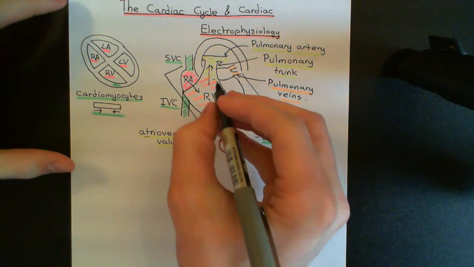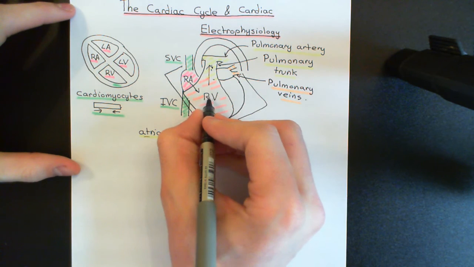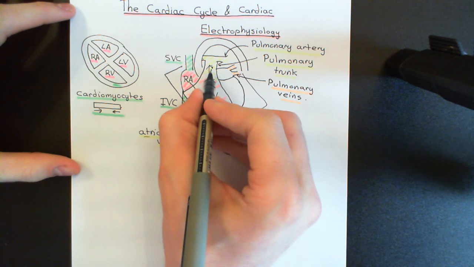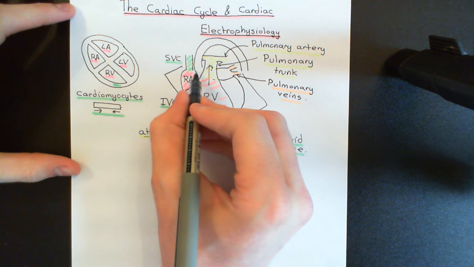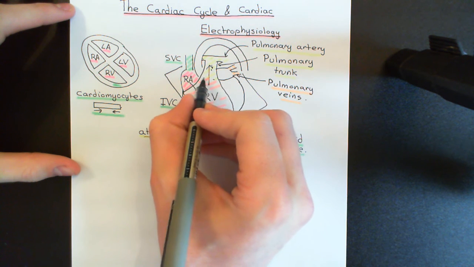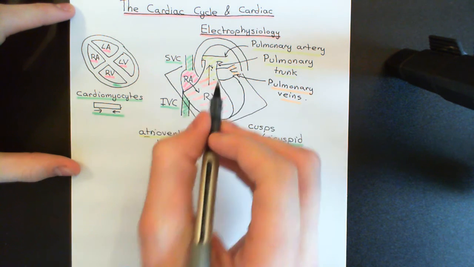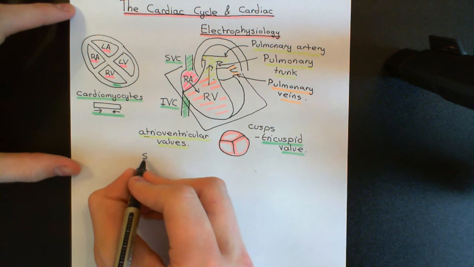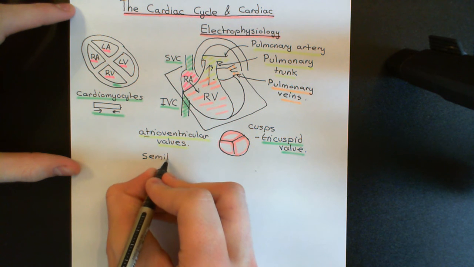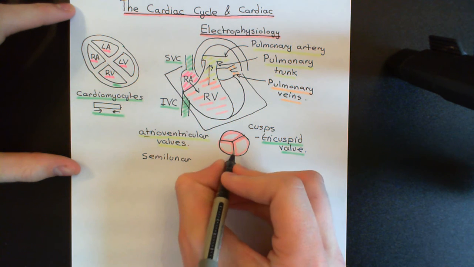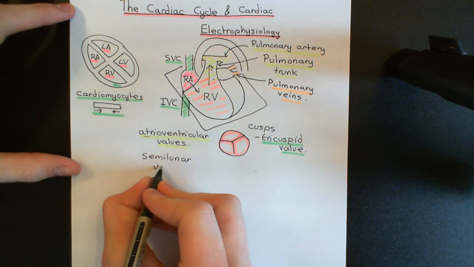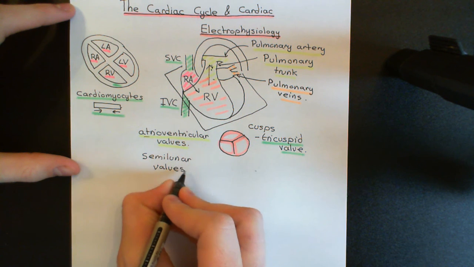Now, the valves that are between the ventricles and the large vessels that they supply, because we're going to see that there's another valve in between the left ventricle and the aorta, these valves in between the ventricles and their great vessels coming off them have a name. They are called the semilunar valves, because the cusps look like half moons. So these are called the semilunar valves.